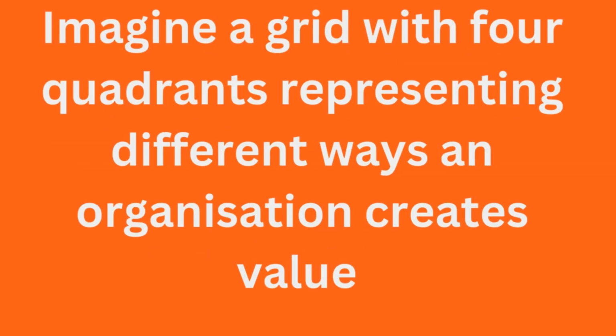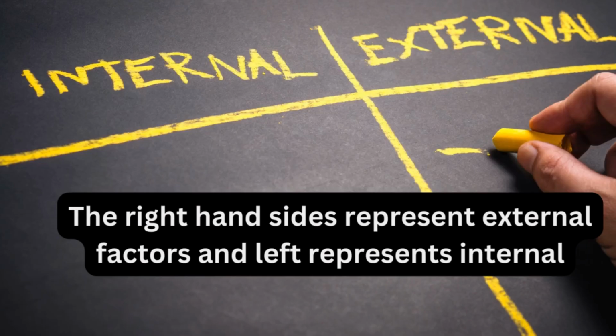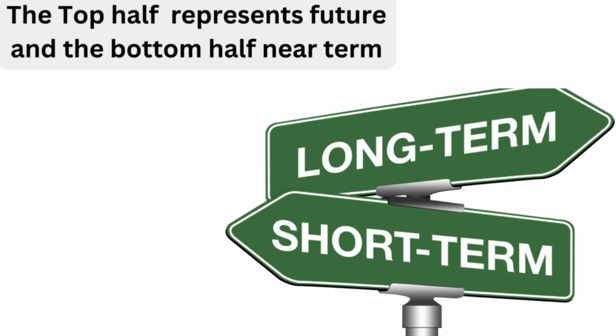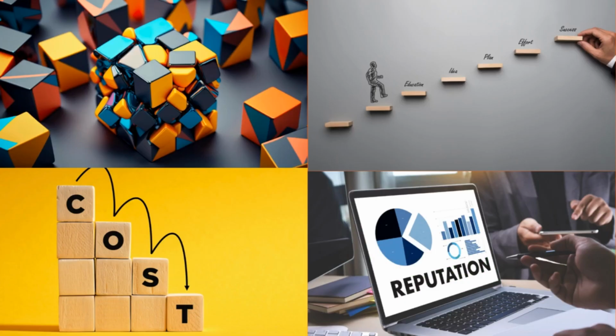Imagine a grid with four quadrants representing different ways an organisation creates value. The right-hand side of the grid represents external factors and the left-hand side represents internal, and the top half represents future and the bottom half near term. So you get a grid looking like this, and I'll explain what each of those little quadrants mean.